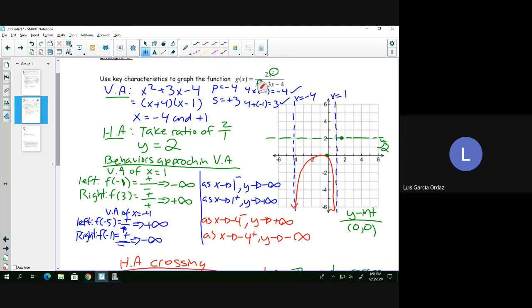So when we look at our behaviors approaching the vertical asymptotes, when we approach 1 from the left, so when we approach 1 coming from this way, the y values keep getting more negative, okay? Now, when we approach the other vertical asymptote, when we approach -4 from the right, so when we approach -4 going this way, the y values get more negative, which is why that inside part of the graph looks the way it does. Because when you're approaching the vertical asymptotes from those sides, it keeps getting more negative.